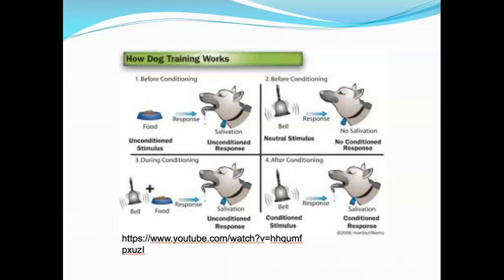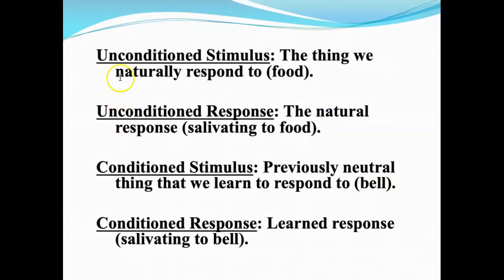Okay? So, quick vocabulary review. The unconditioned stimulus is the thing that we naturally respond to. No training has taken place. The unconditioned response is the thing that we respond to naturally or normally, and in Pavlov's case, that was the salivating in response to the food. Unconditioned stimulus is the food. The unconditioned response is the salivating to the food.